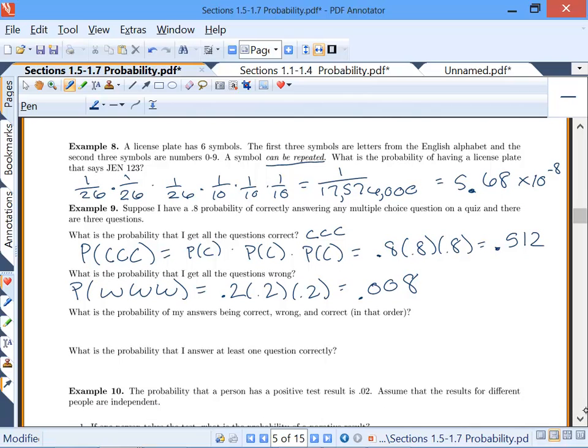What is the probability of my answers being correct, wrong, and correct in that specific order? So, correct, wrong, correct. What do I need to multiply for that? So the probability of correct is 0.8, the probability of wrong is 0.2, and the probability of correct is 0.8. So 0.128.